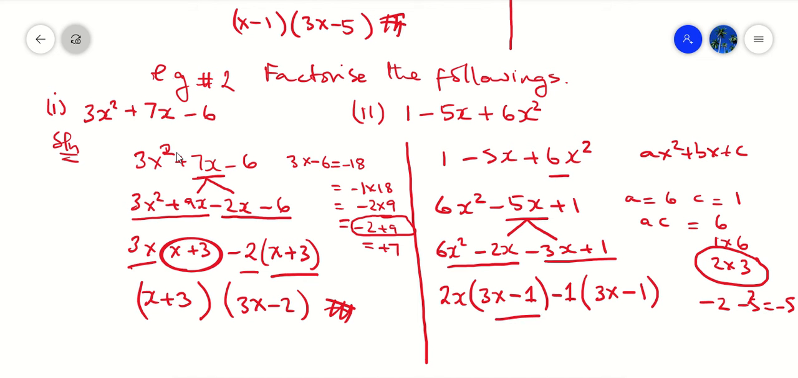So this bracket and this bracket, they're exactly the same. I'm just writing one of it: 3x minus 1, and what's left? 2x minus 1 into 2x minus 1, and this will be the end of that.